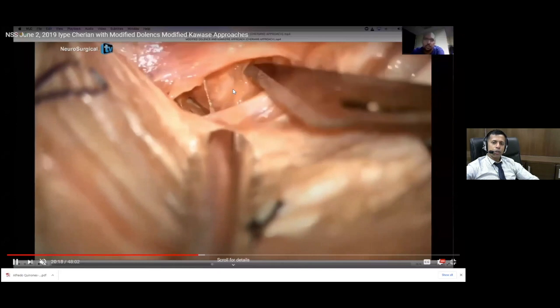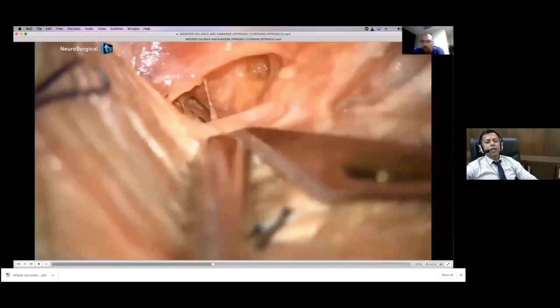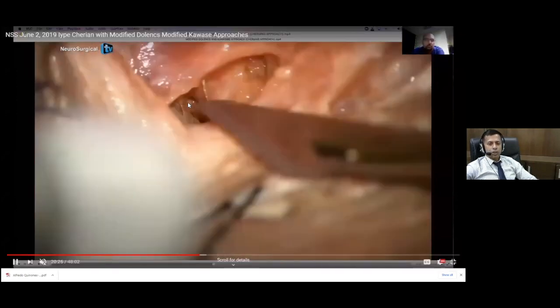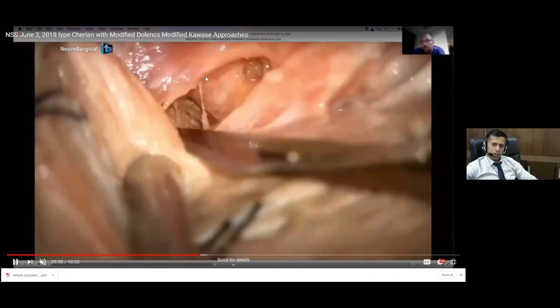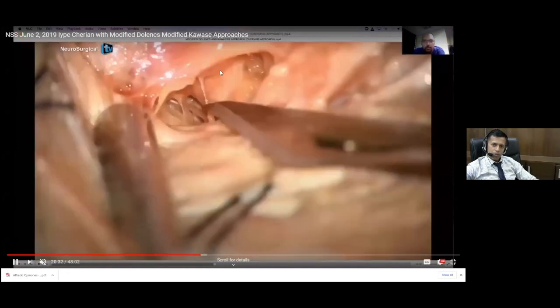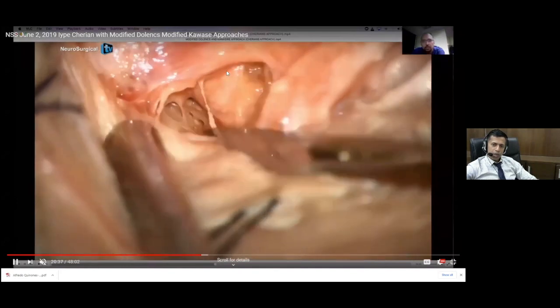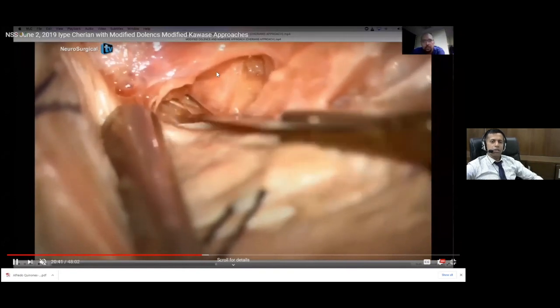I've opened the Parkinson's triangle just like last time, and then we are going to show the sixth nerve. You can see it peeping out there. That's V1, and you can see the sixth nerve peeping out just medial to it. Can you see my arrow there? That's the sixth nerve. You see?